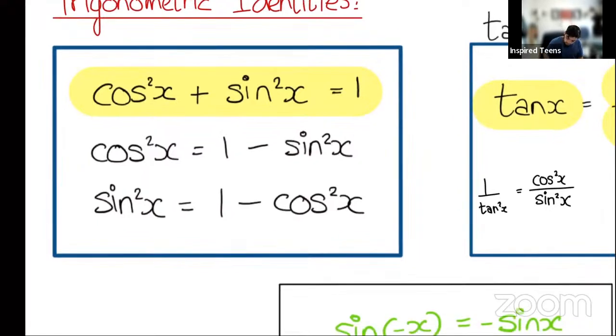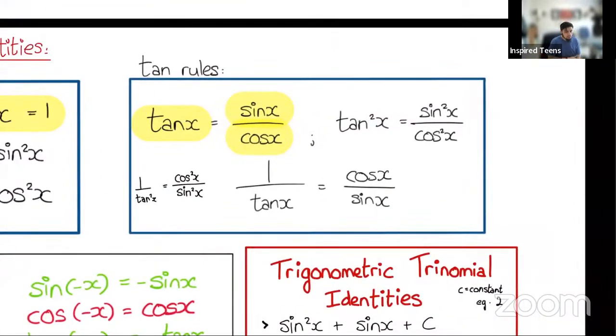Then we can discuss the tangent rules. Tan x is equal to sine x over cos x, and tan squared x is equal to sine squared x over cos squared x. Thereafter, we have 1 over tan squared x. This is the reciprocal of it. 1 over something just means you flip it, and you get cos squared x over sine squared x. And for 1 over tan x, same thing: instead of sine x over cos x, you have cos x over sine x. It's flipped.